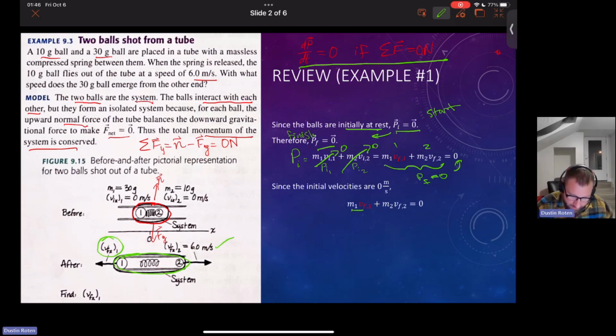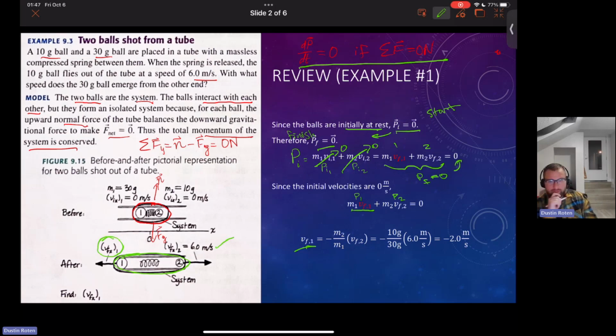So whatever the final momentum of the first ball is, when we add these two momenta up, they need to cancel each other out. So when we add P1 and P2 together, they have to equal 0. Now remember, we're trying to find the final velocity of M1, mass 1. I've left that in red for us. Well, this is going to be easy. We can just do some simple algebra and solve for V final of object 1, or ball 1.